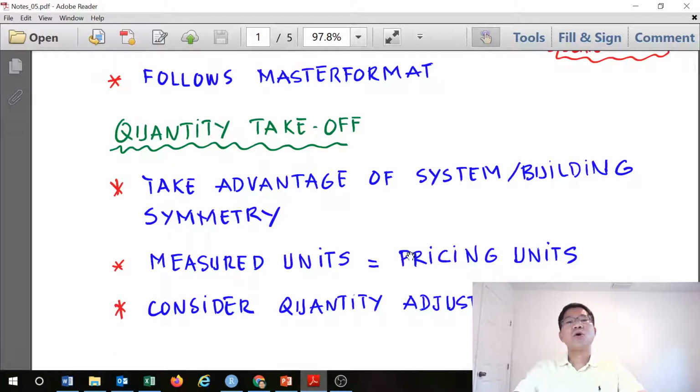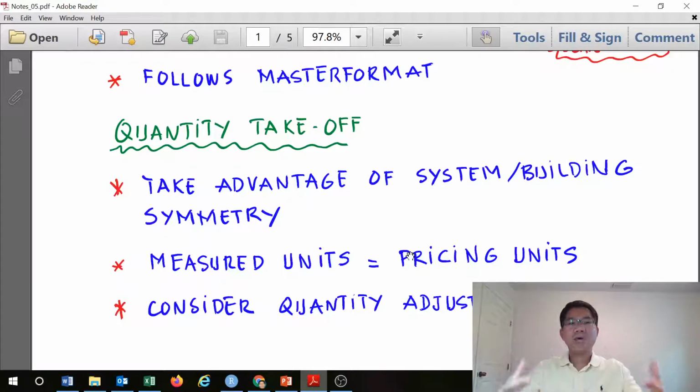If we don't do the quantity correctly, everything is wrong. We cannot capture the scope of the work. So it's very important to do the quantity takeoff efficiently. Of course, you need to understand how to read the drawings, and that will be the next lesson.